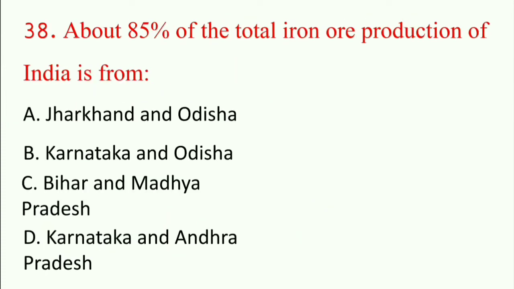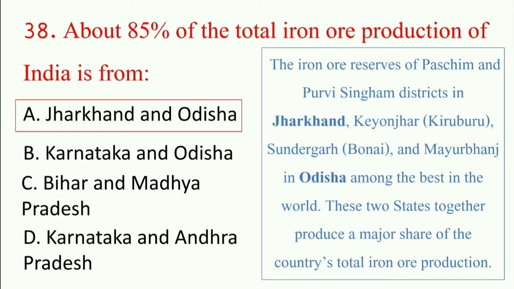About 85% of the total iron ore production of India is from, the correct answer is Jharkhand and Odisha. The iron ore reserves of Paschim and Purbi Singhbhum districts in Jharkhand, Keonjhar, that is Kiriburu, Sundargarh, that is Bonai, and Mayurbhanj in Odisha, are among the best in the world. These two states together produce a major share of the country's total iron ore production. So the correct answer is Jharkhand and Odisha.